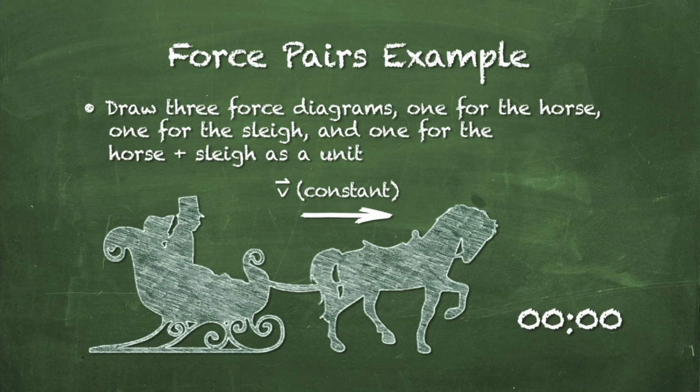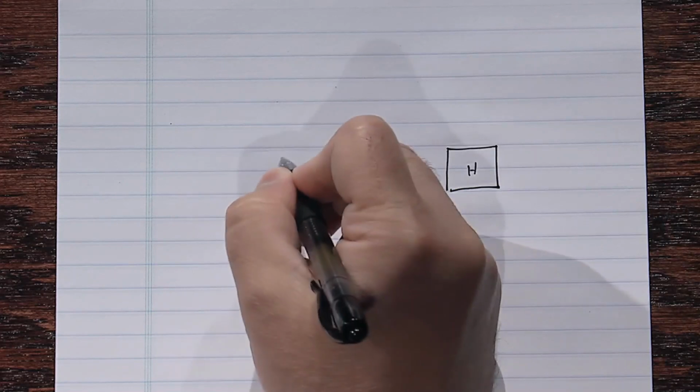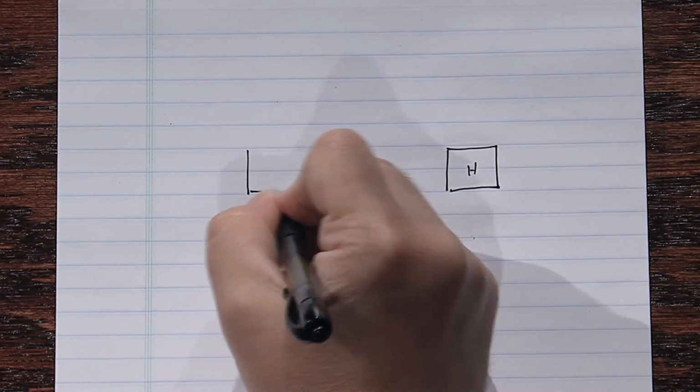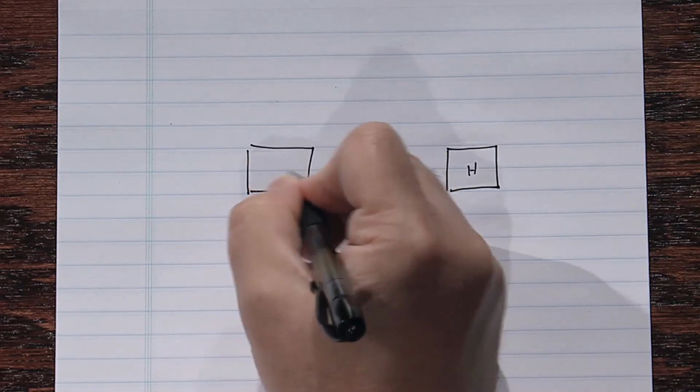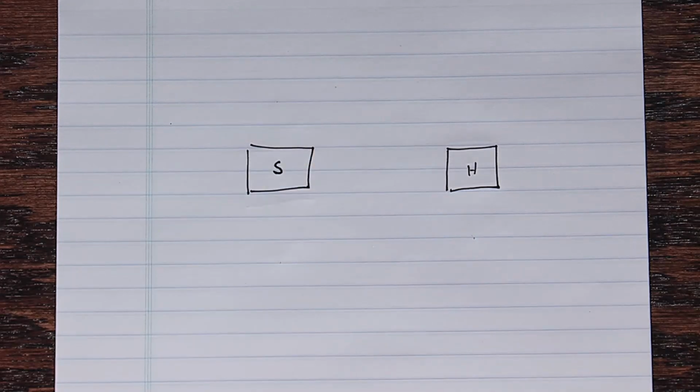Okay, let me draw my horse. As I said, I'm just going to draw a square horse, and my sleigh, I'll draw a square sleigh. In these diagrams, the important thing are the forces, not the quality of your drawing. Let's start to draw in the forces on the horse and the sleigh.